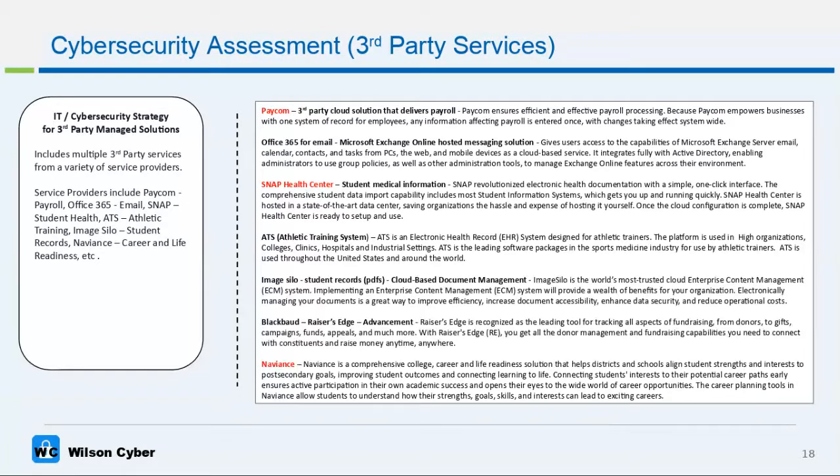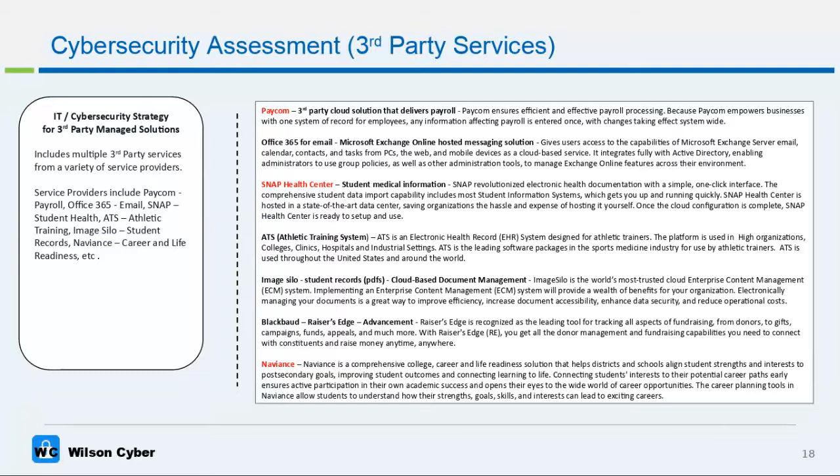Next, we look at our athletic training system, which is the electronic health record system designed for athletic trainers. The platform is used in high schools, colleges, clinics, hospitals, and industrial settings. Athletic training system is the leading software package in the sports medicine industry for use by athletic trainers, and it is used throughout the United States and around the world.